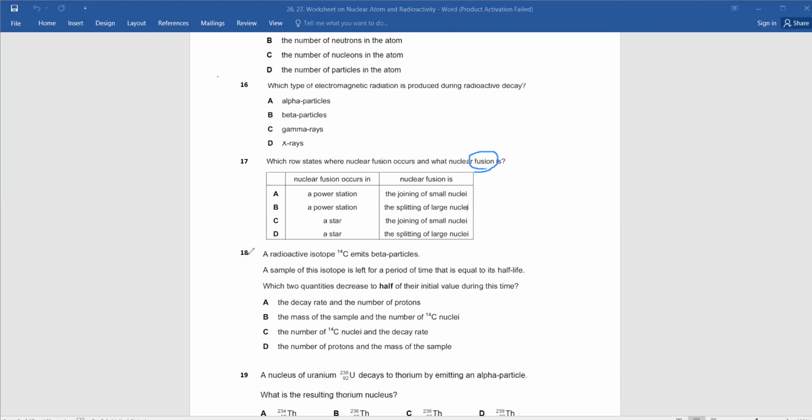18, you continue, Ifaz. Okay, sir. A radioactive isotope emits beta particles. A sample of this isotope is left for a period of time that is equal to its half-life. Which two quantities decrease to half of their initial value during this time?